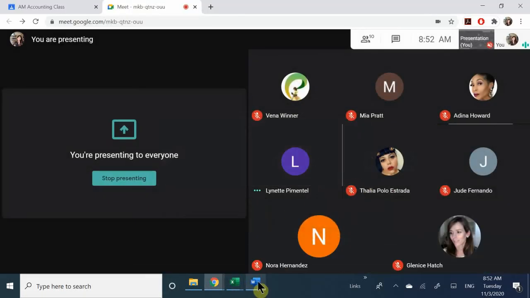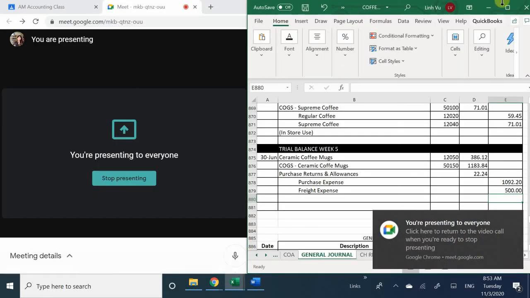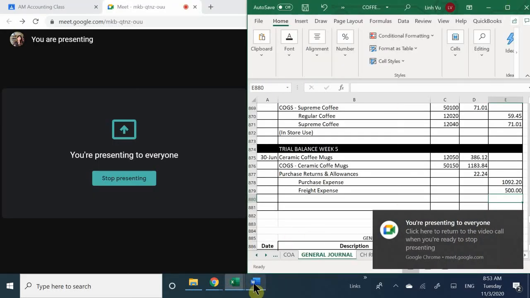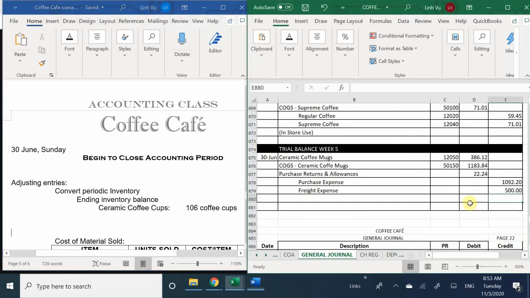All right, now let's go ahead and utilize our debits equals our credits, and do they match? They do. 1590.20. Okay. So Adina says they match. So yay, we successfully did our conversion entry.